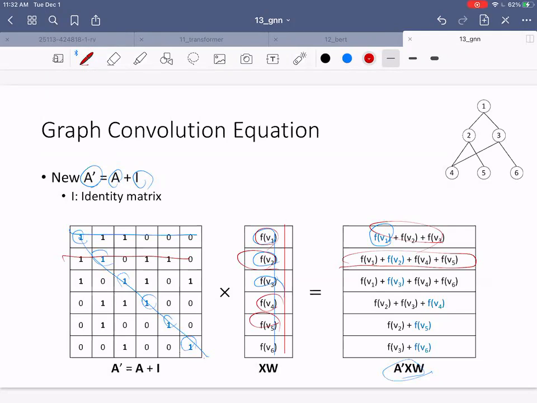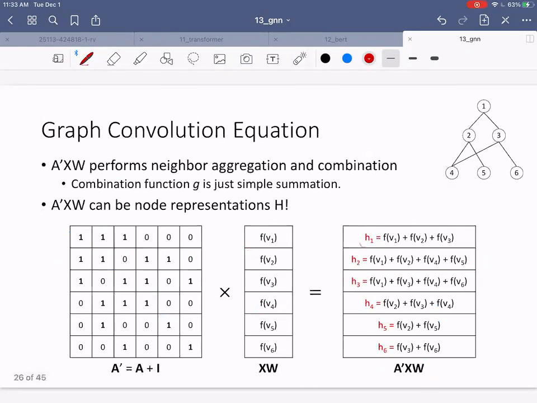So it's not a fancy combination. It's just a sum. Because you're summing the target with this neighbor, target with this neighbor, target with this neighbor. So it's just a simple sum. But still, we are combining the target node's original feature with its neighbors. As far as we're doing that, it's fine. So A prime XW can be a node representation now. So this can be a good H1.